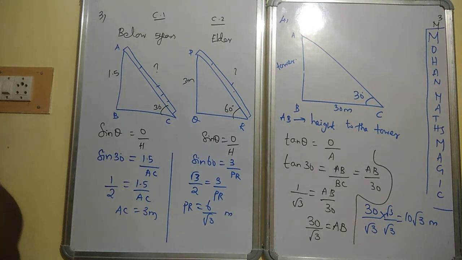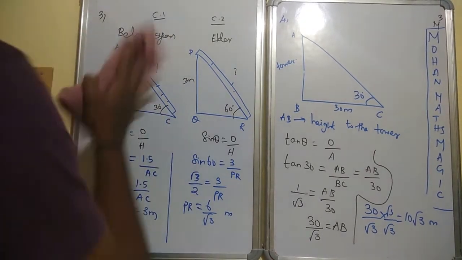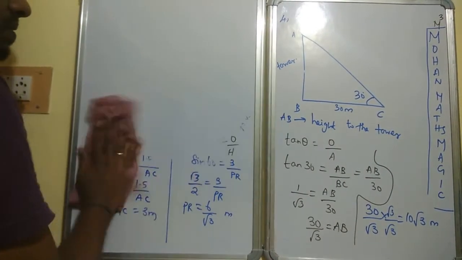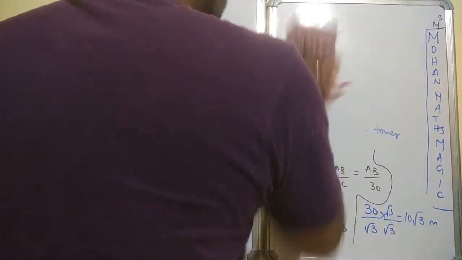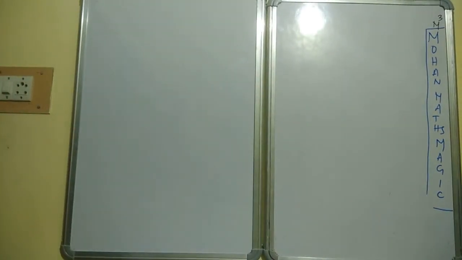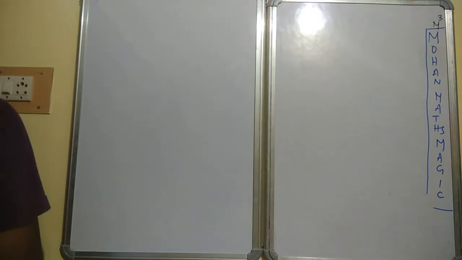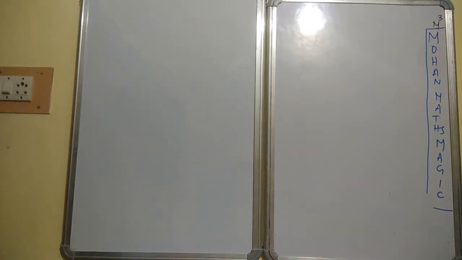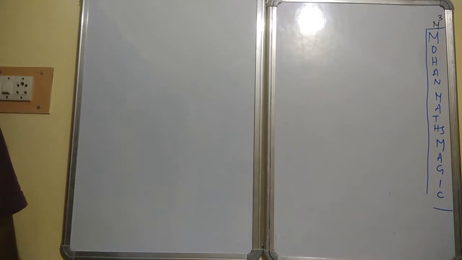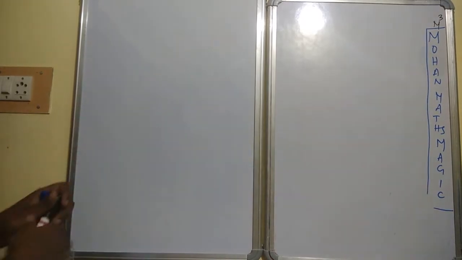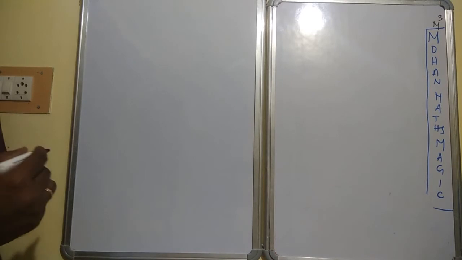Fifth question. A kite is flying at the height of 60 meters above the ground. A string attached to the kite is temporarily tied to a point on the ground. The inclination of the string with the ground is 60 degrees. Find the length of the string. Assuming that there is no slack. This is question number 5.